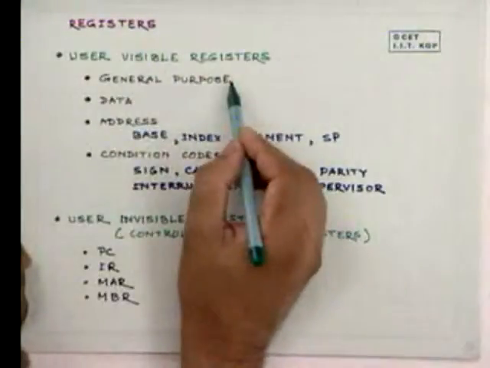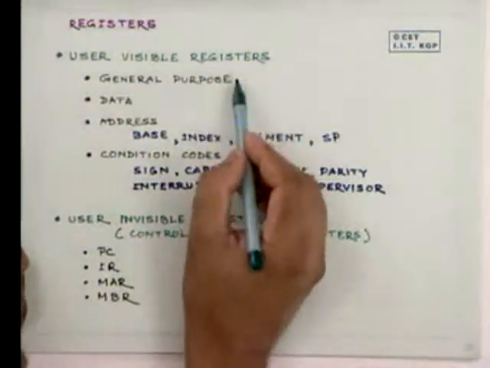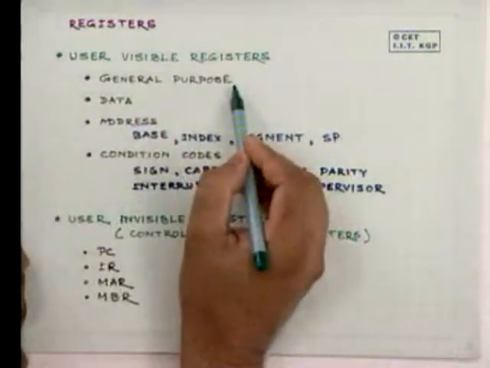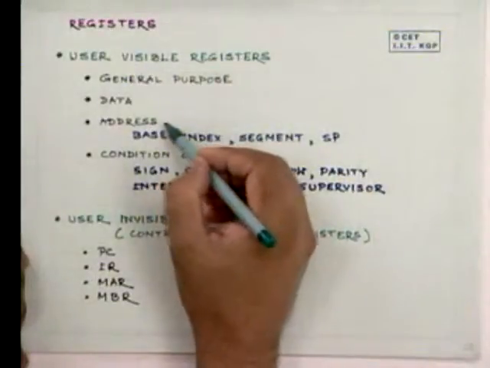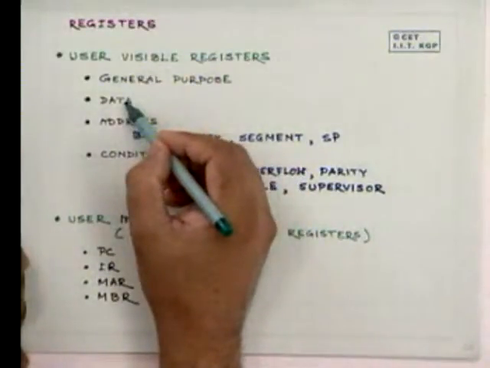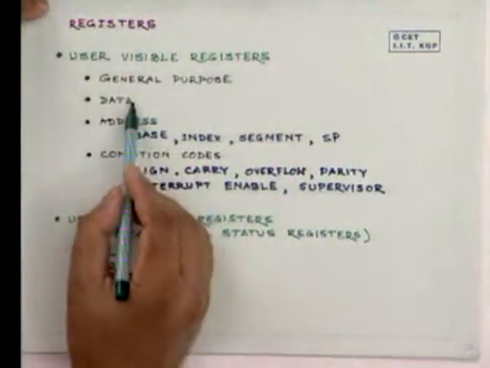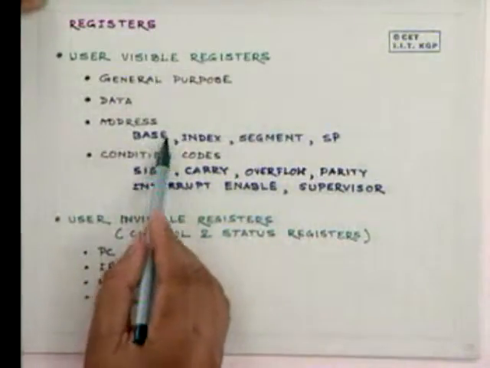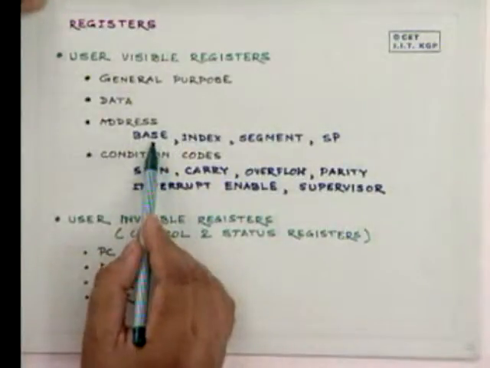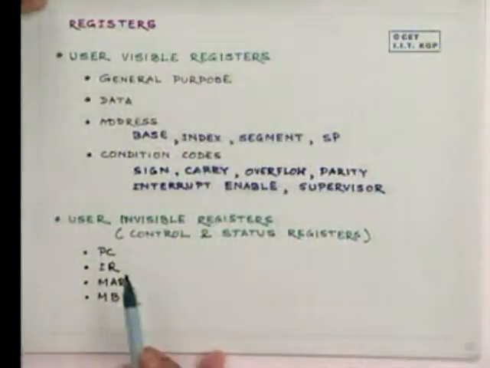For example, the general purpose registers that we talked of quite frequently earlier. We say that a register is a general purpose one if we can use this register either for keeping an address, or for keeping data. Okay, and we call this a general purpose register. Then we can have data registers, we can have address registers. As address registers, we have said that a base register, index register, segment register, and stack pointers are all address registers.